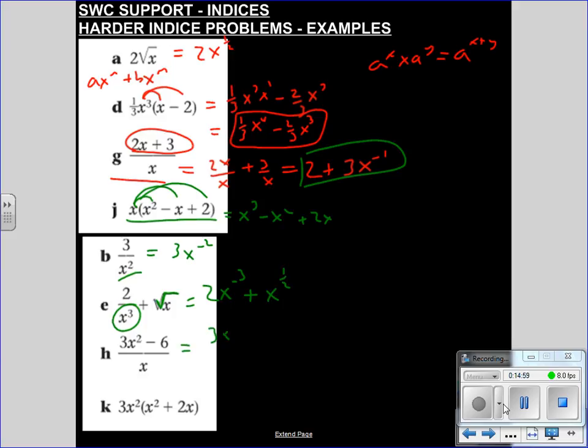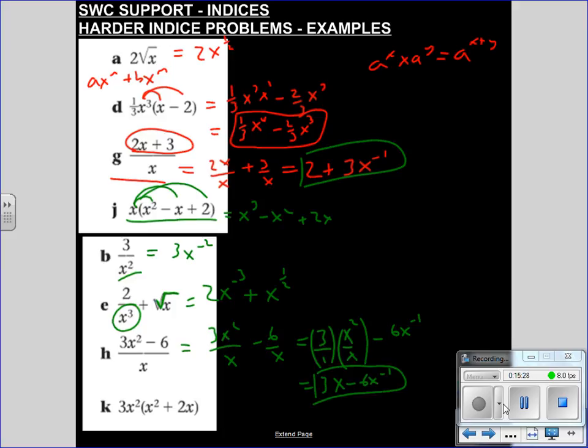Next, let's split this up again. So we've got a splitter just like before. 3 can stay where it is. Okay, you could write that as 3 over 1 if you like. And then all your numbers are together and all your x's are together. And remember that's 6x to the minus 1. So that's 3x squared minus 1 in the power. Just leaves you with x to the 1. And there's your answer. Cool.